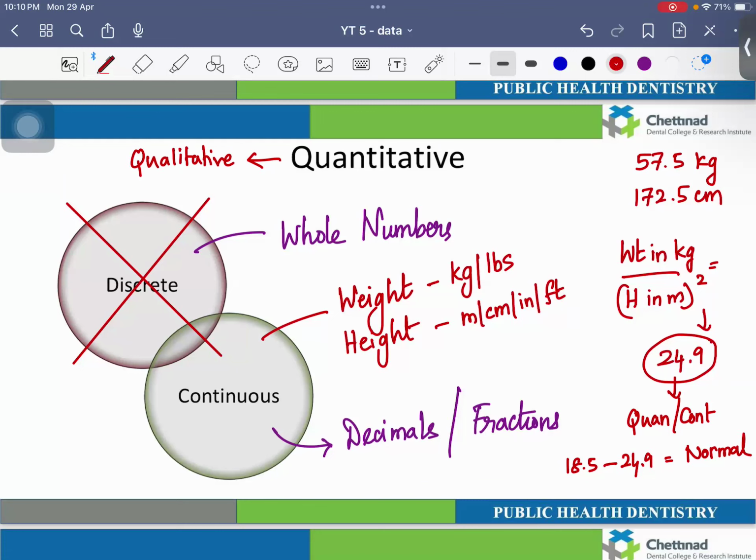The reverse is usually not possible. For example, when somebody tells you his BMI is in the normal range, just by looking at him or knowing that the normal range is from 18.5 to 24.9, you cannot tell his exact BMI value. Okay, so quantitative to qualitative is possible, whereas the reverse is usually not possible.